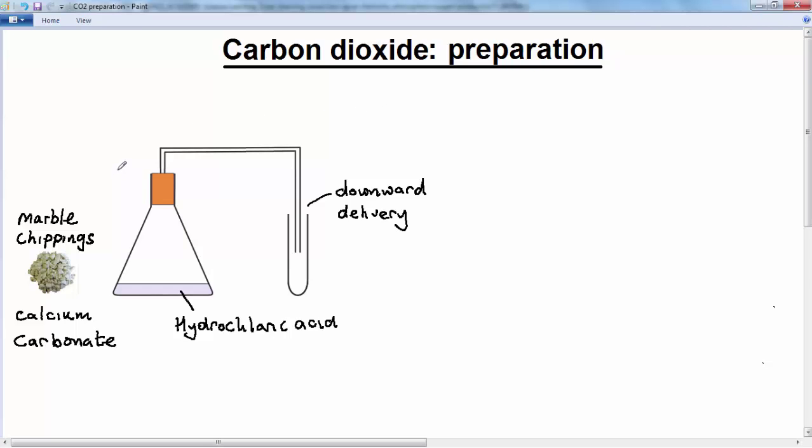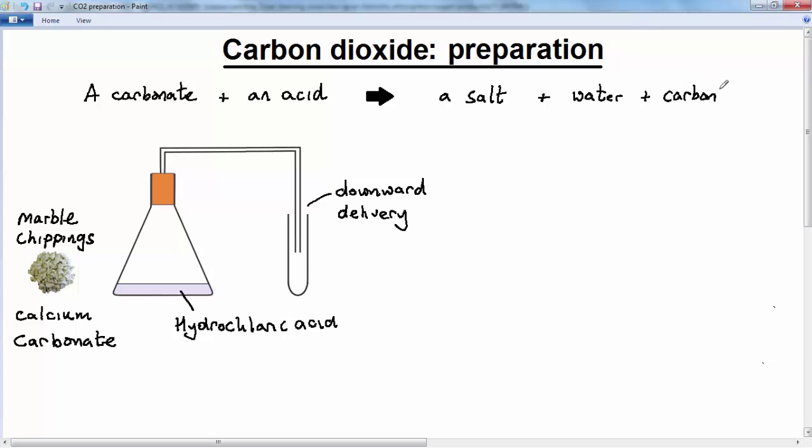And this is true for any carbonate and any acid. So we've got a carbonate plus an acid will result in a salt, and that depends on the type of carbonate and it depends on the type of acid that you use, plus water plus carbon dioxide. Carbon dioxide in this case is the stuff that we're after. Now you could demonstrate carbon dioxide's presence by putting lime water in this test tube and bubbling the carbon dioxide through the lime water. You'll notice that it turns a cloudy white colour.